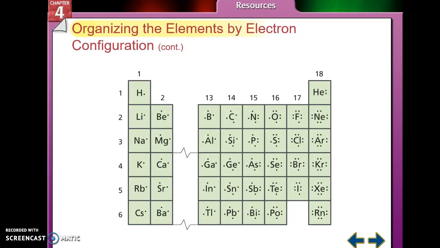So it also follows the column that it is in. If it is in column 1, it's going to have 1 valence electron. If it's in column 2, it's going to have 2 valence electrons. If it's in column 13, it's going to have 3 valence electrons. Group 14 is going to have 4 valence electrons. Group 15 is going to have 5. Everything in group 16 is going to have 6. Everything in group 17 will have 7. And everything in group 18 will have 8 valence electrons, except for helium, which has 2.